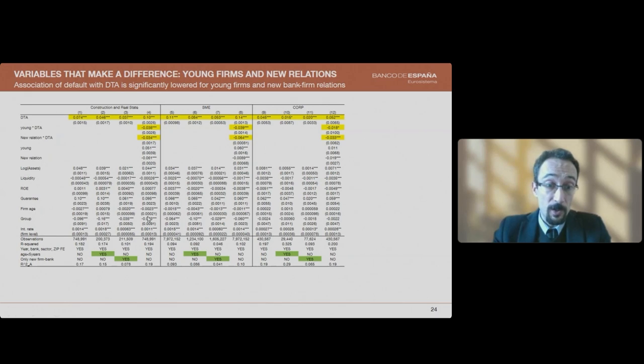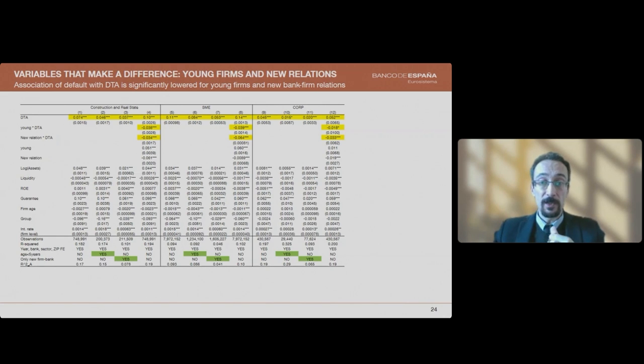With the whole sample, but interacting, in this case, the debt to assets with the indicators for this type of firms, we also find negative and very substantial coefficients. This holds for the three sectors that we have analyzed, and also for other standards. Here I showed you debt to assets, but the situation is very similar for debt service to income, interest coverage ratio, and debt to income.